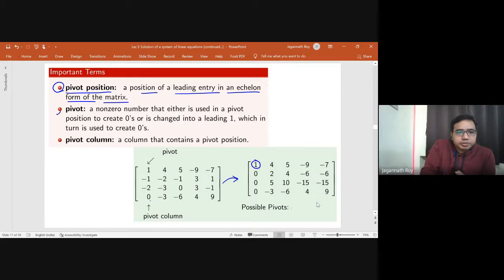And then what is a pivot? A non-zero number used as a pivot element, you can say just the first non-zero entry, that is the non-zero leading entry. In this case, the non-zero leading entry is 1. It can be other numbers also. So the leading non-zero number is called a pivot, and that particular column is called a pivot column. This column will be pivot.